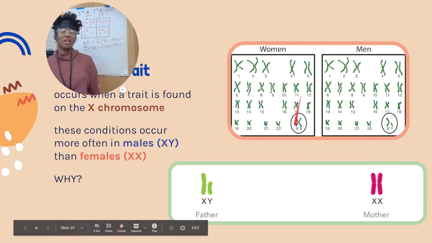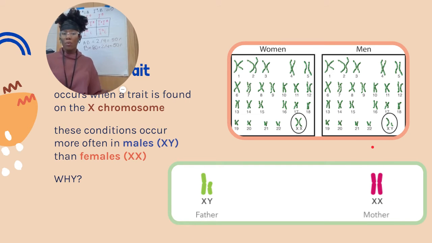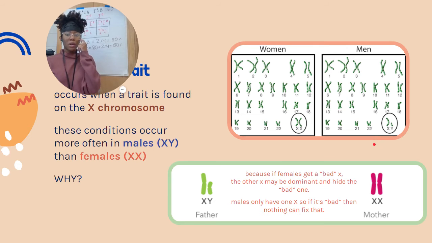So why would we think that a defect or some sort of trait that is found on the X chromosome would affect males more than it would females? Well, because if females get a bad X on one chromosome, the other X could be dominant and hide the bad one. Versus if a male gets a bad trait on their X chromosome, there's no other X chromosome that could possibly win. This is the only one that they've got. So if it's bad, then it's just bad.